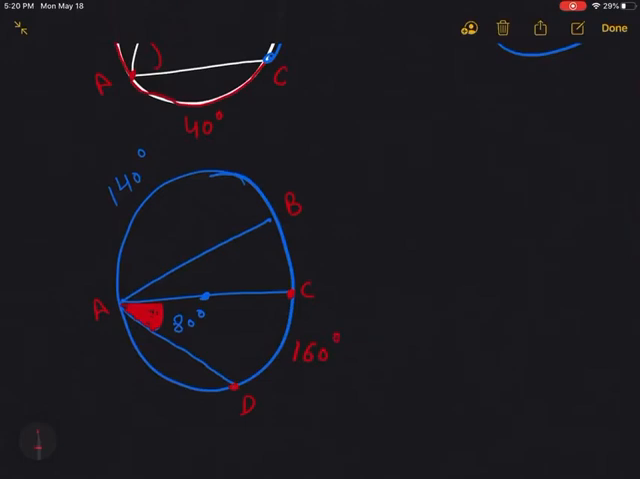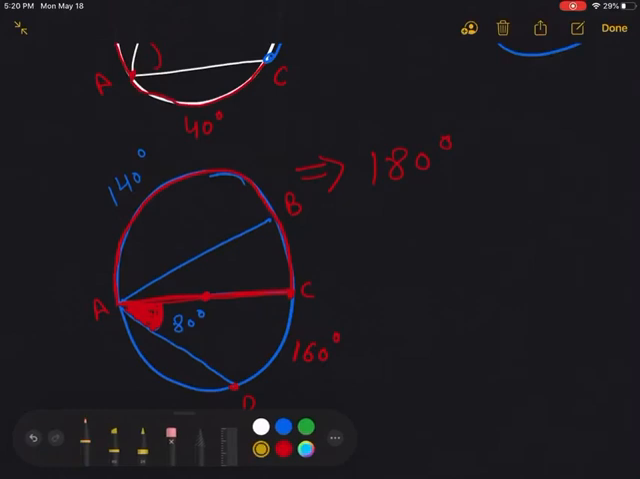Okay, what else do we know? So I know, think about this, isn't it? This is half of the circle. How come I know it's half of the circle? Because it passes through the center point, so that's definitely going to be the diameter, right? So on this side of the circle, this entire arc would be equal to 180 degrees, which I know from A to B is 140.